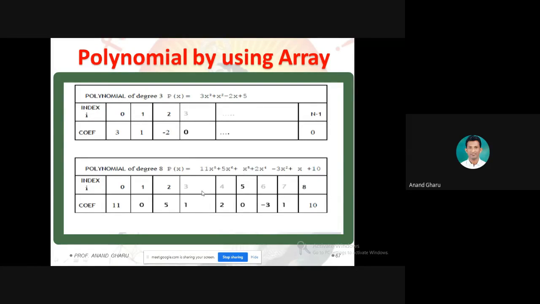Okay, x means coefficient is 1. 2x raised to 4, x raised to 4, coefficient is 2. But here you can see x raised to 4, 3x raised to 2. Again exponent 3 is missing.